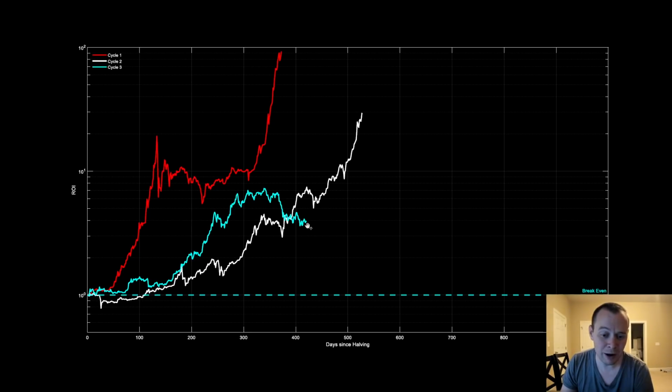To be at the prior market cycle ROI as measured from the halving, we'd have to be trading at around $64,000 to $65,000 at this point in time, and we're not. This makes sense to me.